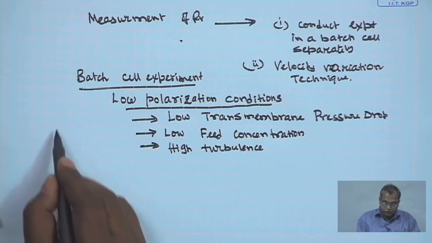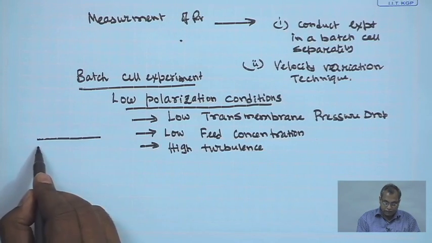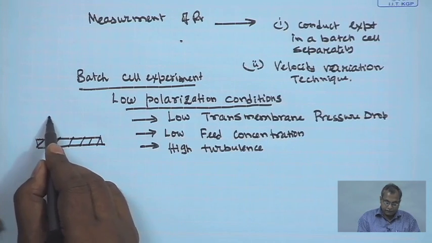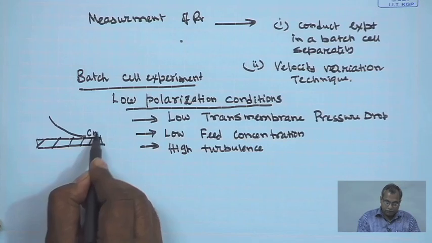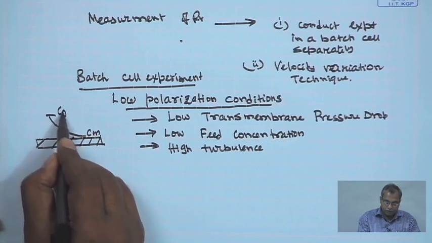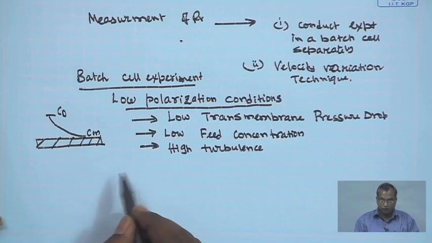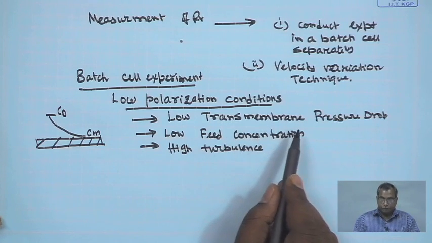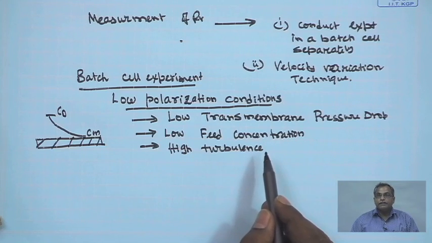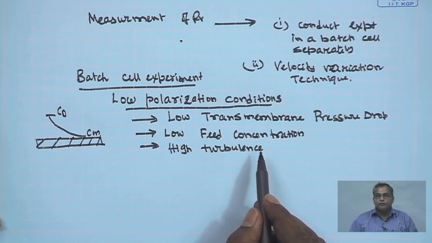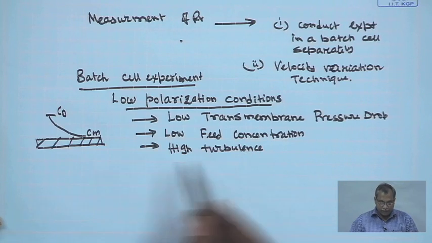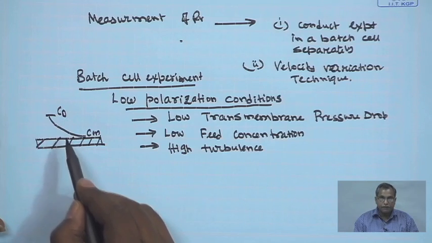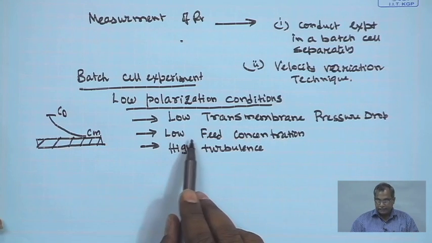If you remember the figure that I drew a few minutes back, during the separation process there will be a development of a mass transfer boundary layer, and there is a polarization of solutes from the feed concentration to the membrane surface concentration. Whenever we talk about low transmembrane pressure drop, since the operating pressure is less, the amount of convection of solutes to the membrane surface will be less. Therefore, less solute will be deposited over the membrane surface and the thickness of this mass transfer boundary layer will be less. Second is low feed concentration.